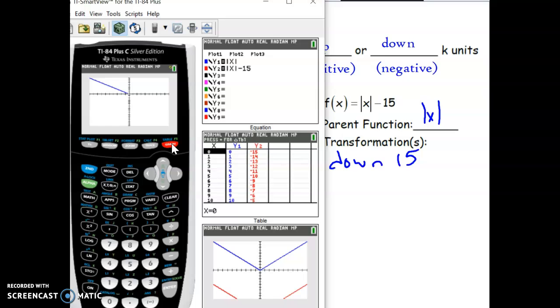All right, so there's my original again. And then here's my transformed graph, and I've moved the window so that I can see it. I'm down there at negative 15, and you can see that it has moved down.